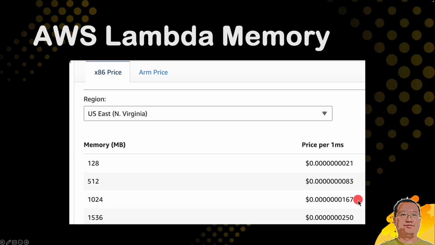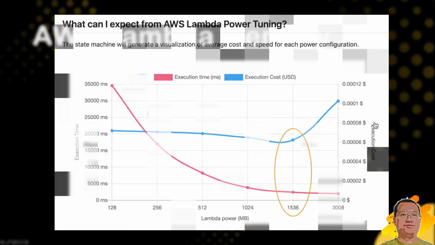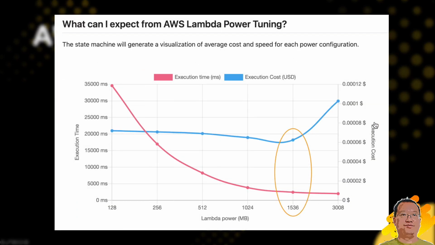This screenshot shows how different memory sizes affect the price per million seconds in the US East 1 region. Different regions have different prices. I shared the link below, so you can check by yourself. My advice: test your function using the AWS Lambda Power Tuning tool. It will help you find the best balance between speed and cost.